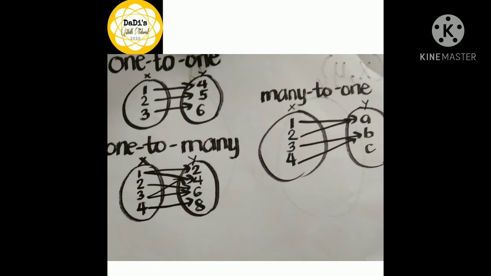The one to many is not a function. Okay? Let me explain why. In one to one, you'll see that each x has a unique value of y. Right? You can see 1, 4, 2, 5, and 3, 6. Many to one is also a function, because they are still just mappings.